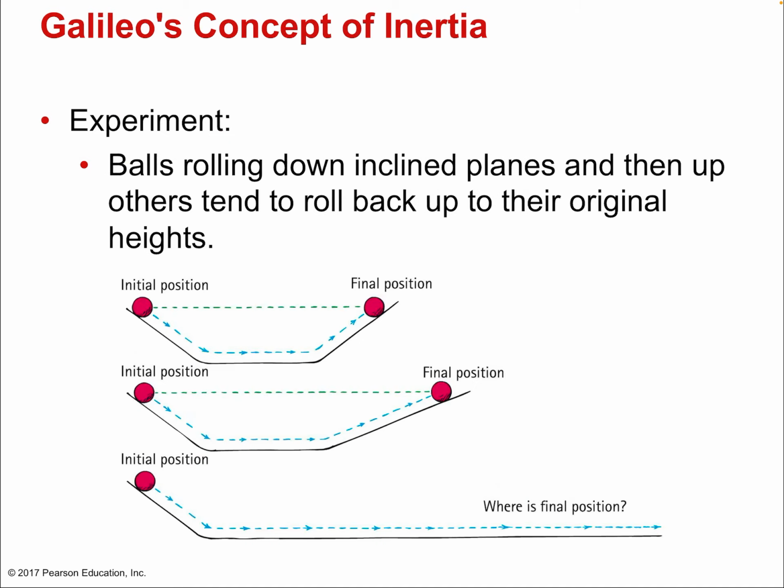Okay? Okay. Let's consider an important experiment to understand this idea. Balls rolling down inclined planes and then up the other side of the inclined plane tend to roll back up to their original height. Okay?